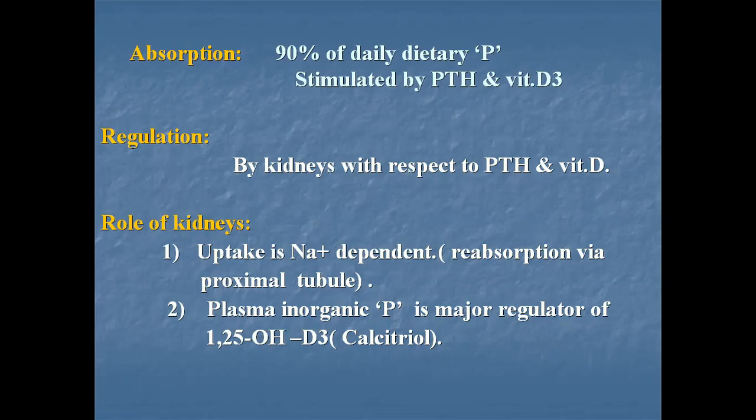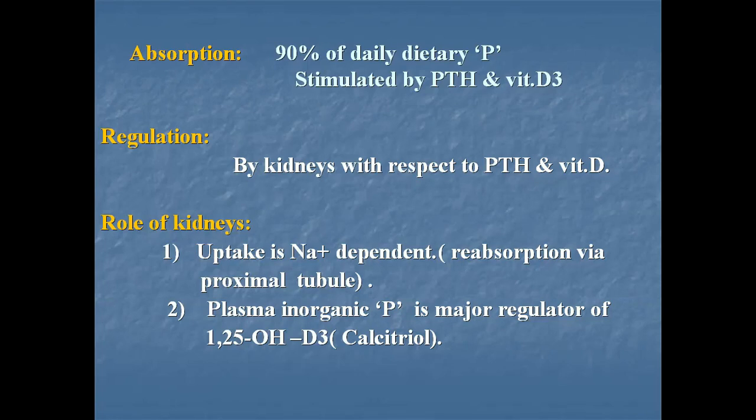Role of kidney. Phosphate uptake is sodium dependent. About 85% of filtered phosphate is reabsorbed by the proximal tubules of the kidney. Phosphorus reabsorption is increased when dietary intake is reduced, that is, by parathyroid hormone dependent mechanisms.